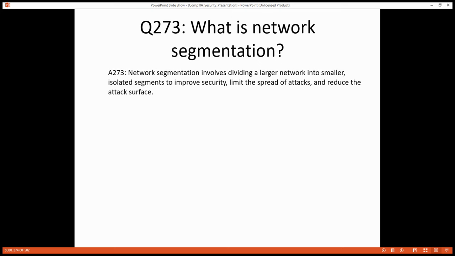Q273. What is network segmentation? A273. Network segmentation involves dividing a larger network into smaller, isolated segments to improve security, limit the spread of attacks, and reduce the attack surface.